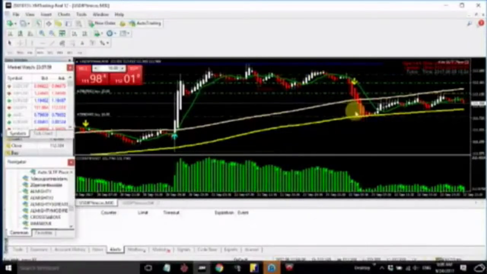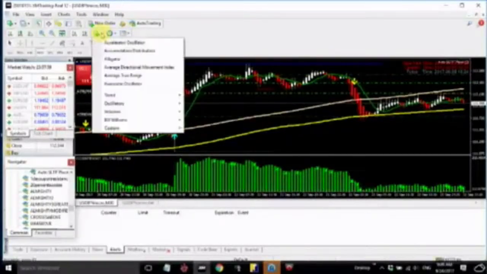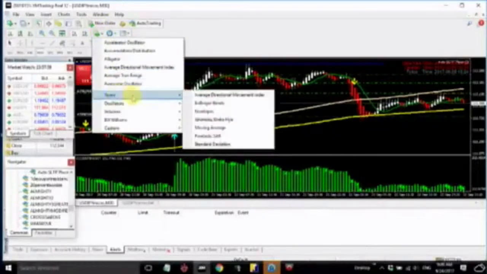Bear in mind the price must surely come back to this moving average period 200. For you to be able to avoid this kind of false move, this false movement of the price, let me bring back my Bollinger Band. All right, my Bollinger Band.